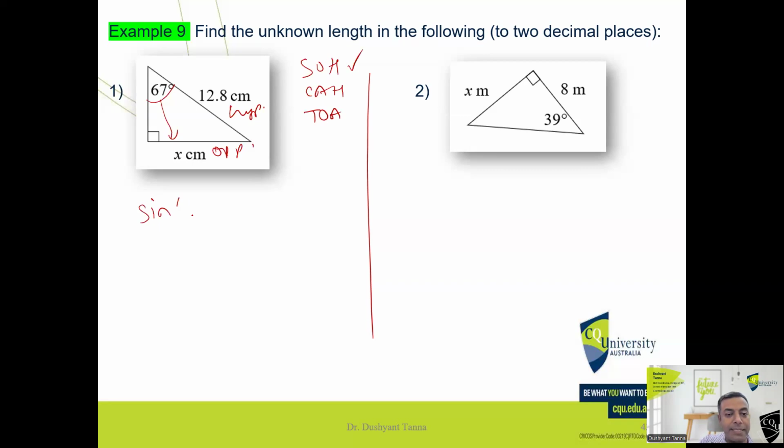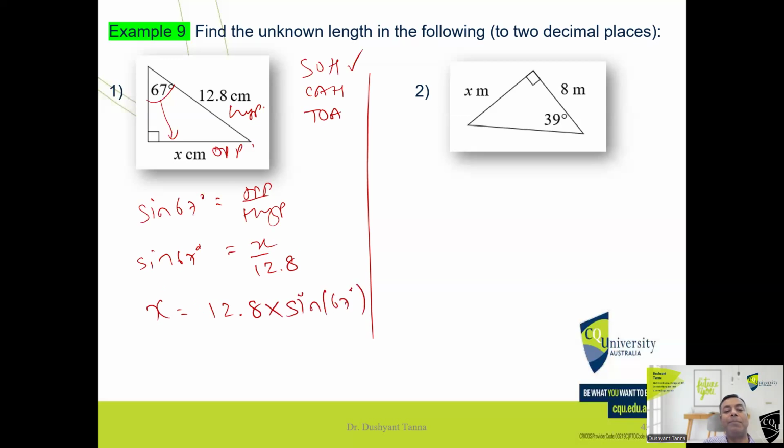So write down sine 67, that is opposite over hypotenuse. Opposite, which is x, hypotenuse is 12.8. This is sine 67. Sometimes you have to make sure the calculator that you use is set in proper degree format, not in radian format. Otherwise, you will get some error, right? And that one is 11.78. X is 11.78.